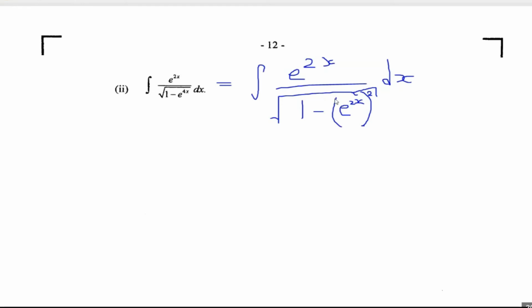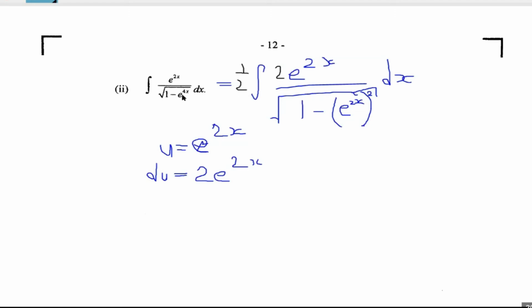And so what I do is call this u. I'm going to call e to the 2x u. In calling e to the 2x u, then du is going to be equal to 2e to the 2x dx. So that is du. I need a 2 somewhere up here. I'm going to put a 2 right here and put a 1 over 2 on the outside.